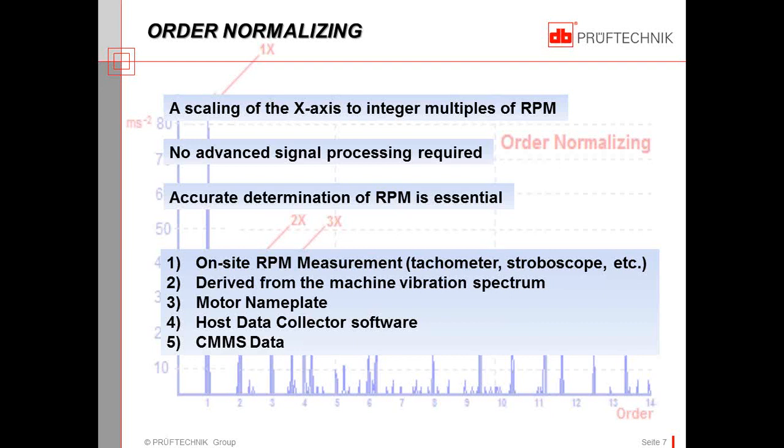motor nameplate. But once again, if it's a VFD, we'd have no idea of what RPM it may be running at. The fourth method, of course, is that when you built your database of machines, measurement points and measurement tasks, you probably identified the speed or speeds that the machine runs at. So that information would be available in the host data collector software. And lastly, of course, you can always gather it from the computerized maintenance management system, the CMMS data.